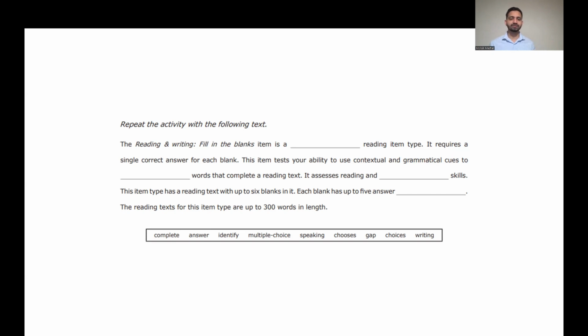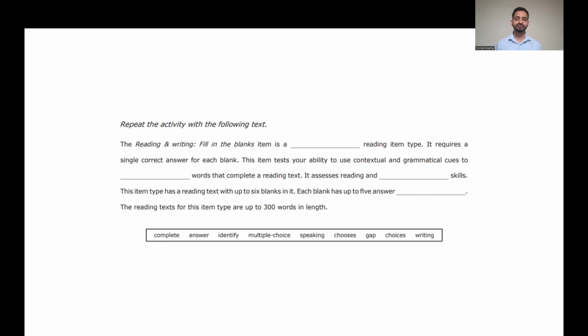So the fill in the blanks item is a reading item type. It requires a single correct answer for each blank. This item tests your ability to use contextual and grammatical cues to identify words that complete a reading text. It assesses reading and writing skills. The item type has a reading text with up to 6 blanks in it.